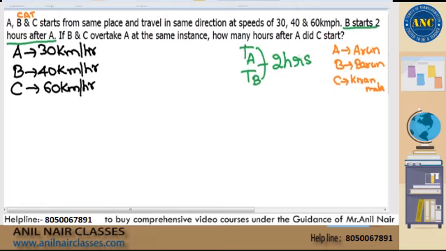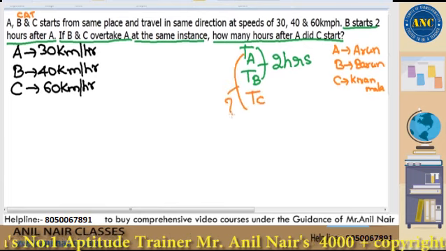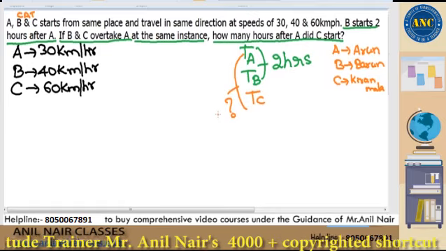The next statement says, if B and C overtake A at the same instant, how many hours after A did C start? That means they are asking in the question: what is the time gap between A and C? This is what is asked in the question.